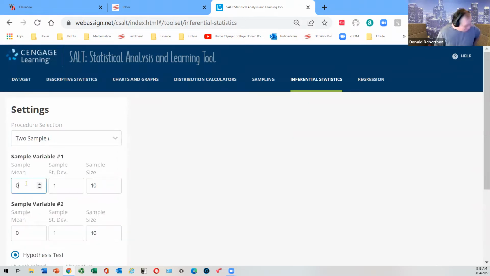And essentially we put all the numbers that we want here. The first sample mean is going to be 4.7. This is the Americans. The standard deviation is going to be 0.3, and the sample size in this case is 200. And then the second one, the sample mean, is 4.4. The standard deviation is 0.4. And the sample size here is 150.